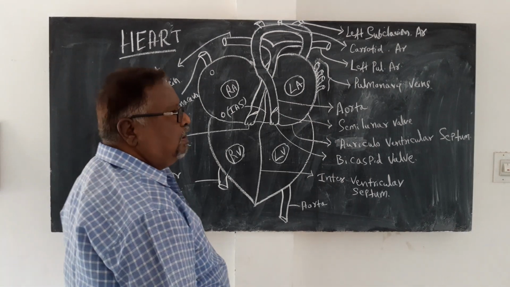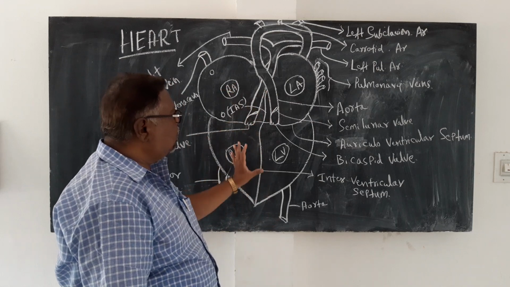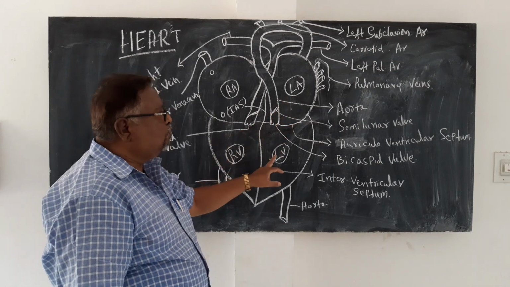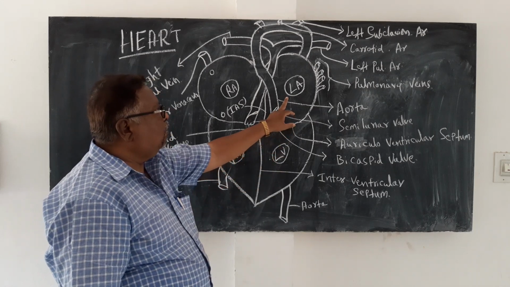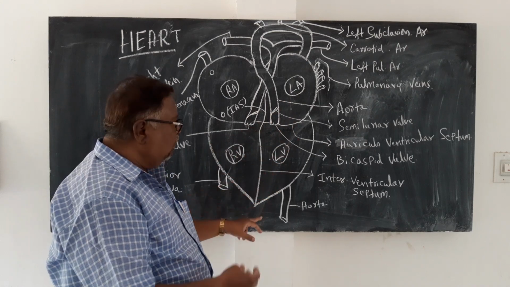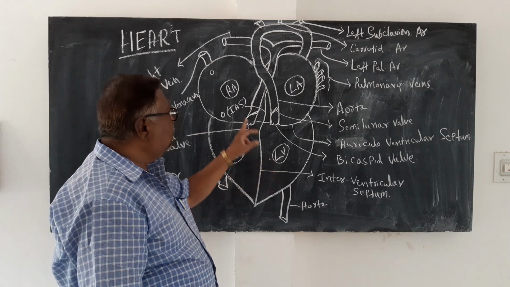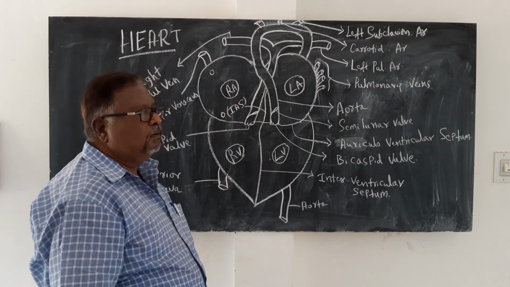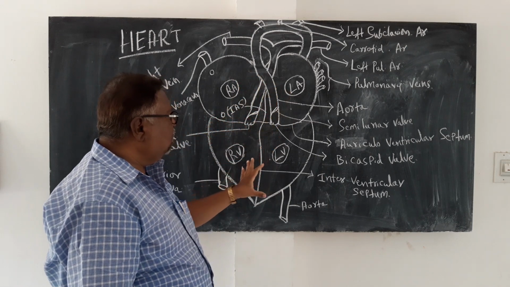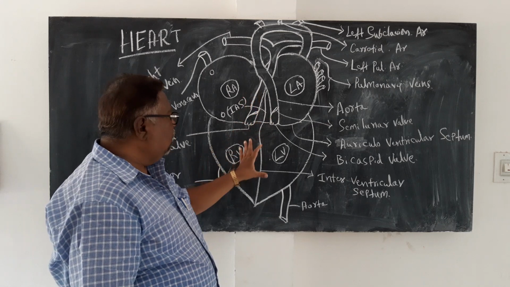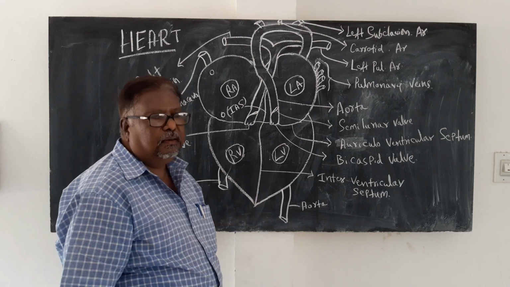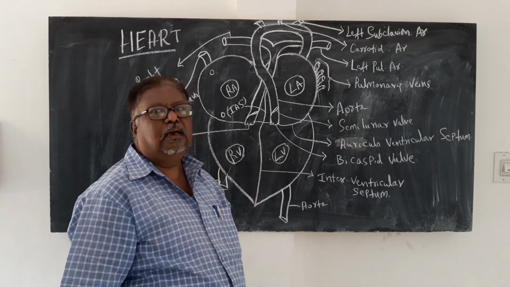Now the heart is made up of 4 chambers. 4 chambers are there in the heart: the 2 auricles and the 2 ventricles. The left auricle and the left ventricle, right auricle and the right ventricle. The upper two chambers are called auricles or atria. The lower two chambers are called ventricles. They are right and left.